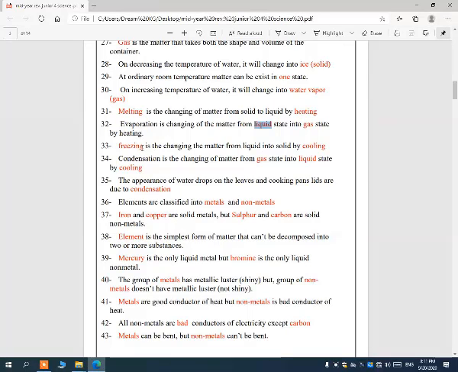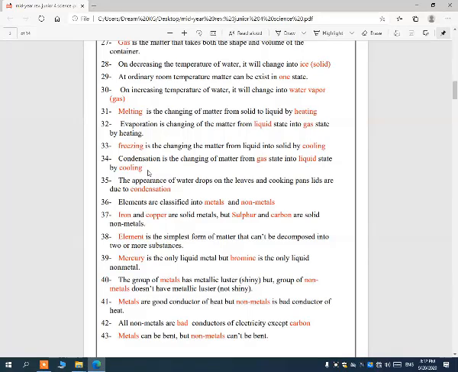Number 33. Dots is changing the matter from liquid to solid, from water to ice by cooling. So this is freezing. Change from liquid to solid by cooling.